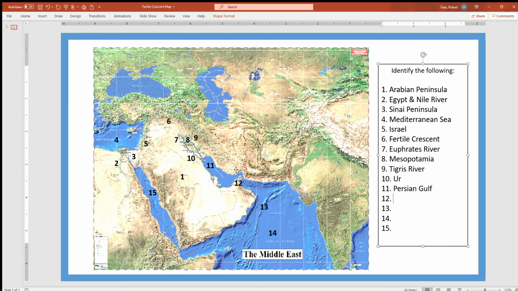Number 12, I just wanted to show you some modern day geopolitics. That would be the Strait of Hormuz. 13 would be the Arabian Sea. And then number 14 would be the Indian Ocean. And 15 over here, there's really no way to number these, but number 15 here would be the Red Sea. All right, so obviously let's talk a little bit about these.